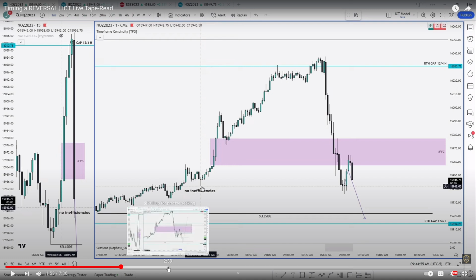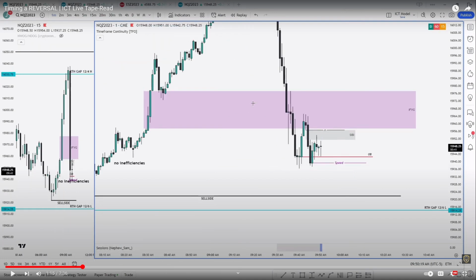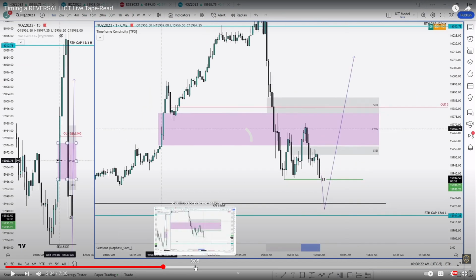But you can see we see this extended range lower, right? And we have sell side, and we're expecting a Judas swing to form between 9:30 and 10. And we have 9:30 as a true open. So we see the sell side run. I'm watching. And at 10 o'clock, you can see a reversal happen, right?